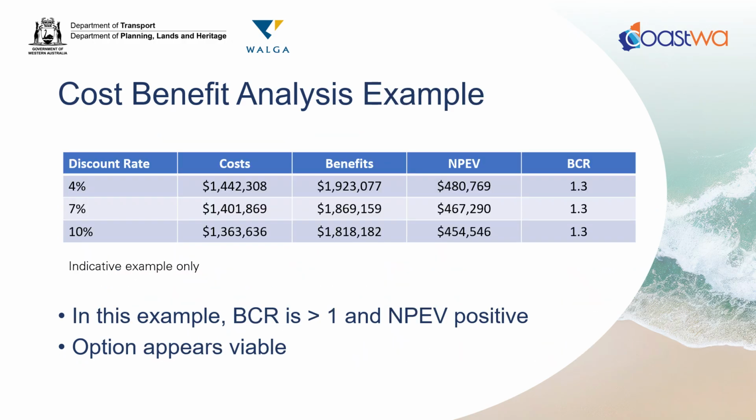As an example, the table here shows an example of a CBA. We've got various discount rates tested there to test the sensitivity to these. We've summed our costs and our benefits, have them in the table for this particular option, and calculated the net present economic value and the benefit cost ratio. In this particular example, the benefit cost ratio for each of the discount rates is greater than 1. That's showing there's higher benefit than cost, and the net present economic value is positive. Therefore, the option appears to be viable.